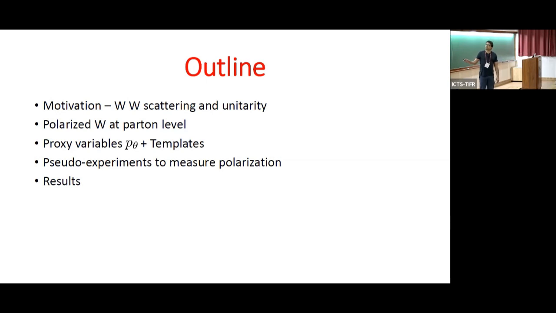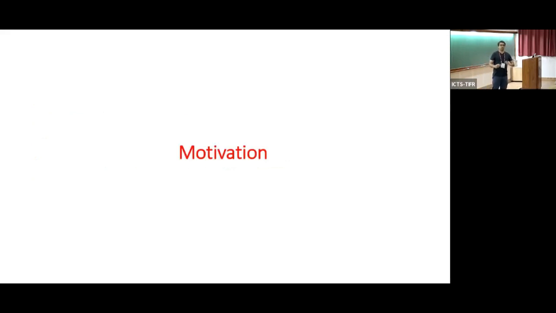I will construct templates of this proxy variable. Longitudinal W bosons will have a different template, and transverse W bosons will have a different template for this distribution, and that's what will allow us to separate the different polarization states of W bosons. Finally, I'll talk about how we construct some pseudo experiments to show the effectiveness of this tool to measure the polarization of W bosons, and some results. Okay, so let's start with some motivation.